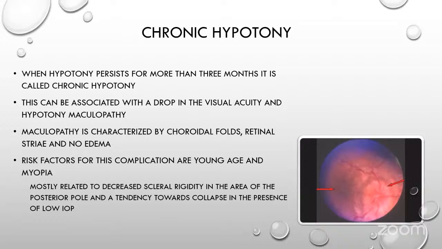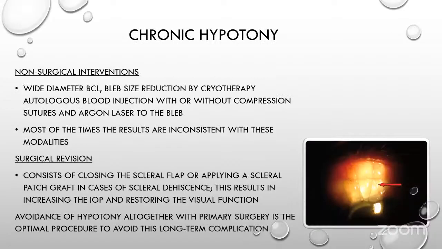This is said to be associated with a drop in visual acuity and hypotonic maculopathy, in the case where you have thick edema and folds in the macular area, seen in this picture. The risk factors for this complication are younger people who are also myopic in the first place. Myopic patients in general have increased risk, mostly related to decreased scleral rigidity in the area of the posterior pole and a tendency towards collapse in the presence of a low IOP.